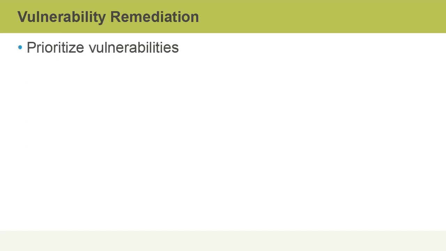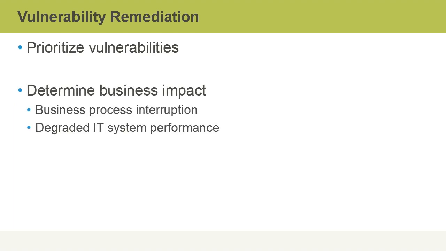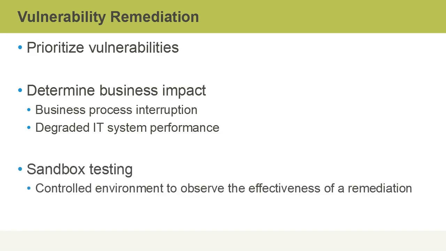Vulnerability remediation allows us to prioritize our vulnerabilities. We can then determine the business impact if those vulnerabilities were to be exploited. So business process interruption, or it could even impact in a different way, such as by degrading IT system performance.